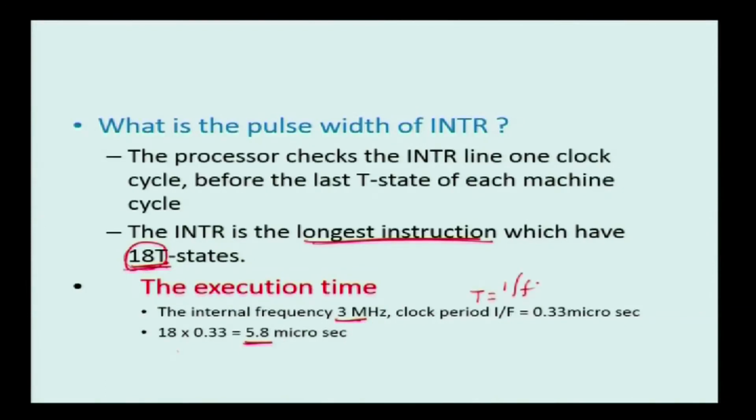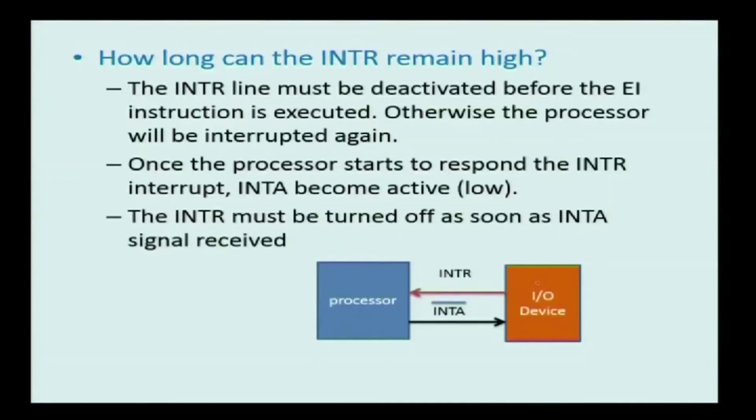So, f is 3 megahertz. So, 1 by 3 is 0.33 microsecond. After enabling that, how long can the INTR remain high? The INTR line must be deactivated before the EI instruction is executed. Otherwise, the processor will repeat again and again.